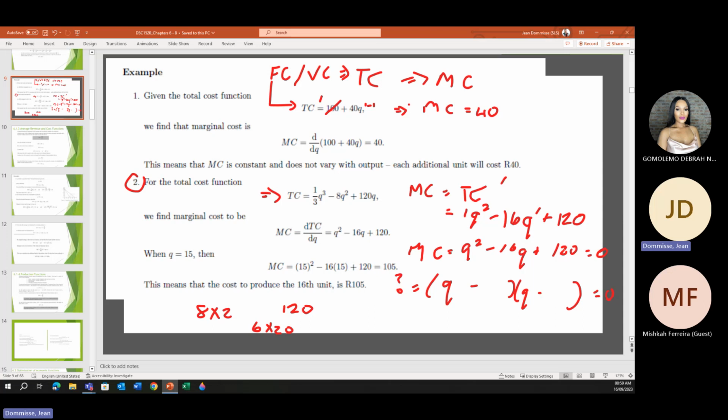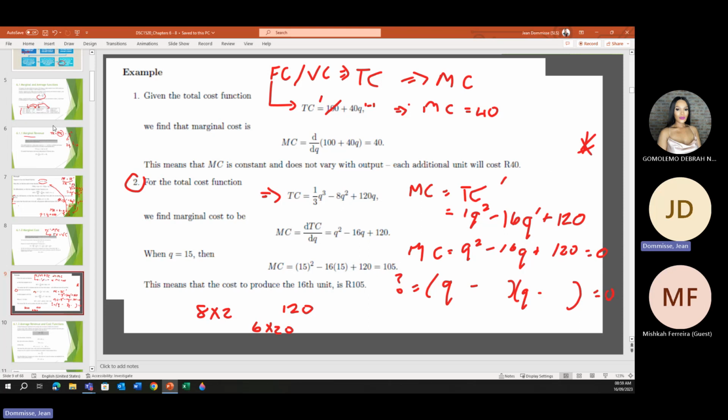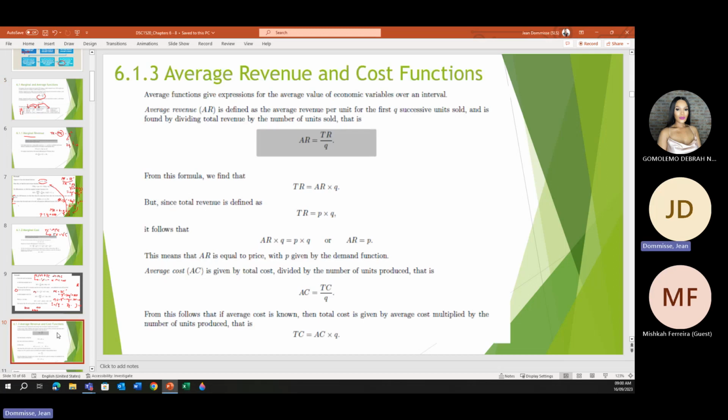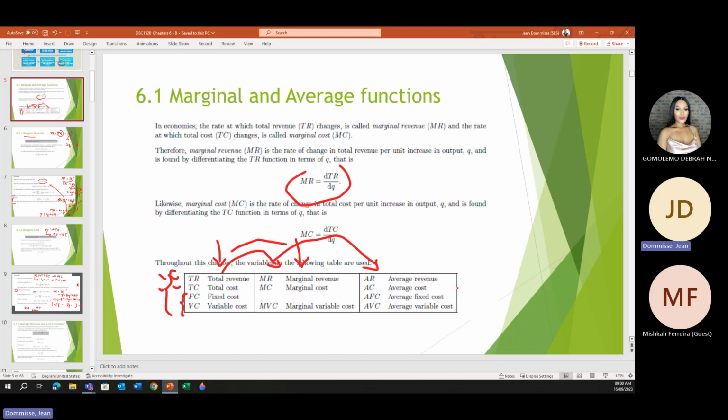And this will bother me now, but I will just make a note for myself and I will share that afterwards. Okay, so what we've now done is we looked at the total revenue, we looked at the marginal revenue, we looked at total cost, which is a function of fixed cost and variable cost, and we looked at your marginal cost. So the next step then is to look at the averages.